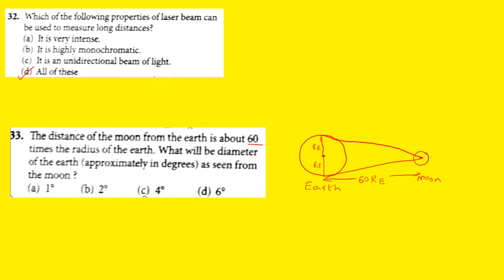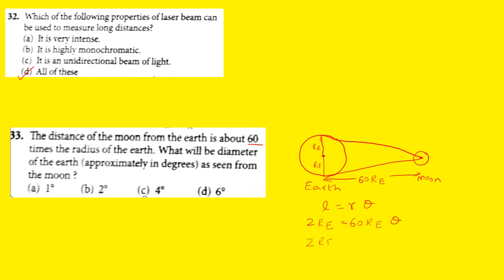So what is the formula for the diameter? L equal to R theta. So L is nothing but the diameter of the earth. Here it is 2RE. This small r is the distance between the earth and the moon, which is 60 RE theta. So we want what is theta.